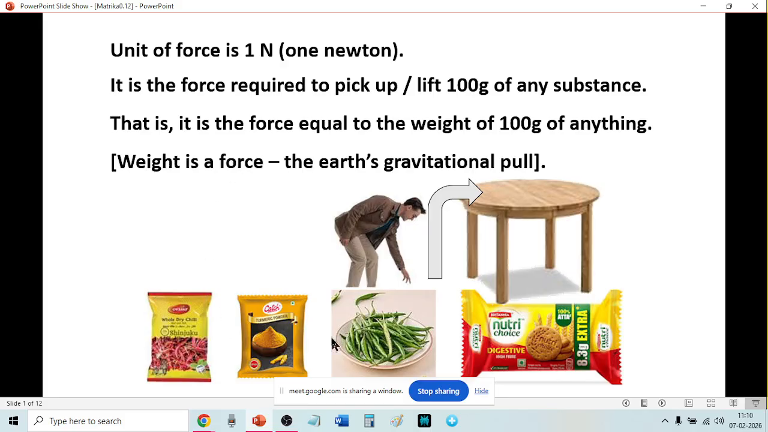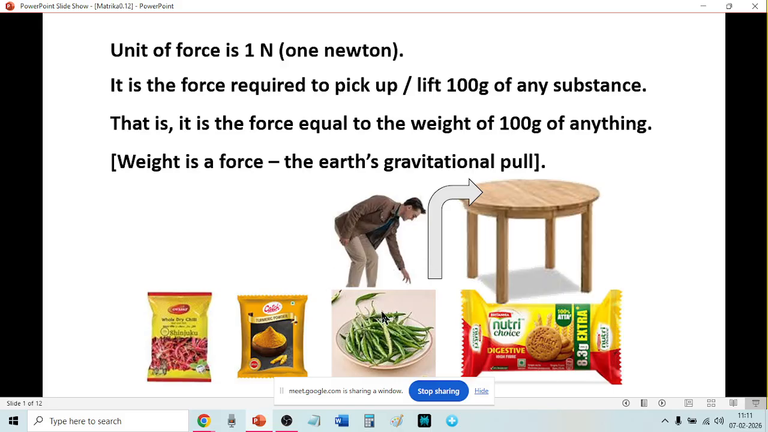So the weight of 100 grams of anything would be 1 Newton. Right? 100 grams is not 1 Newton. The weight of 100 grams is 1 Newton. Don't say 100 grams is equal to 1 Newton. 100 grams is a quantity of substance, the quantity of green chilies, the quantity of biscuits. It is the weight of 100 grams that is 1 Newton. Weight is a force.